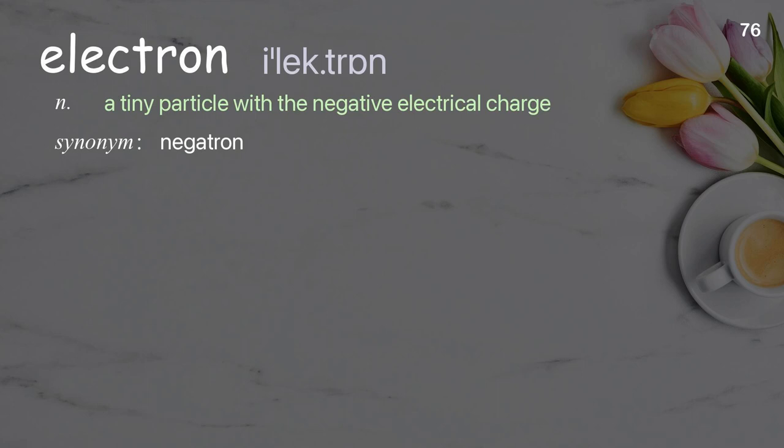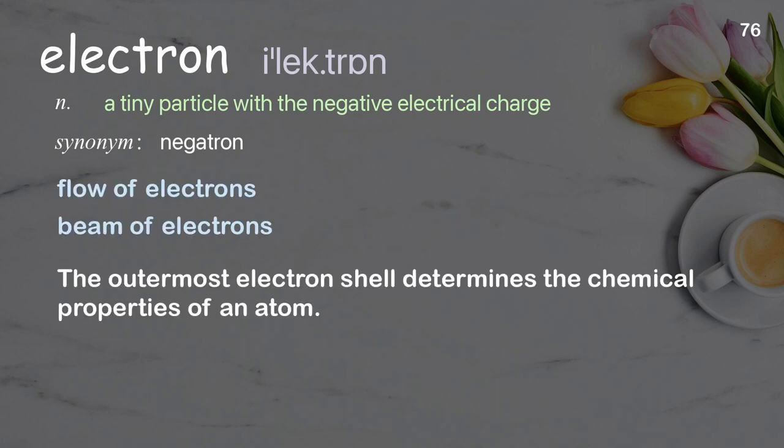Electron. A tiny particle with a negative electrical charge. Examples: flow of electrons, beam of electrons. The outermost electron shell determines the chemical properties of an atom.